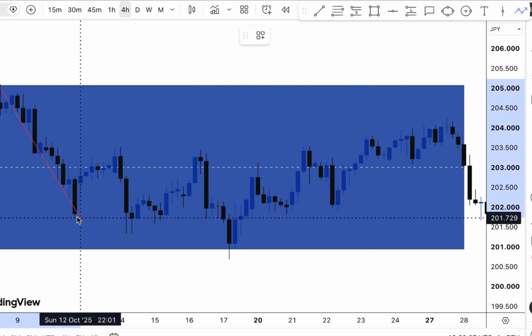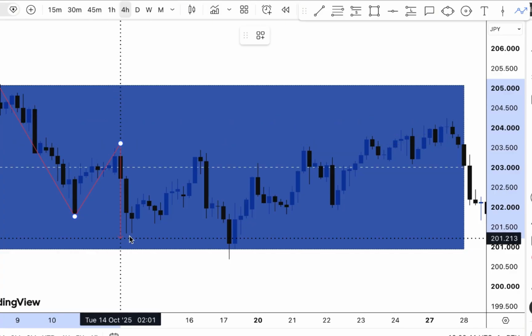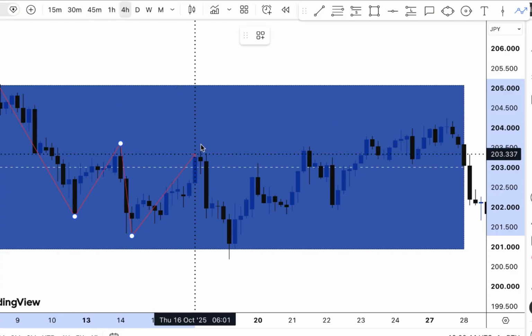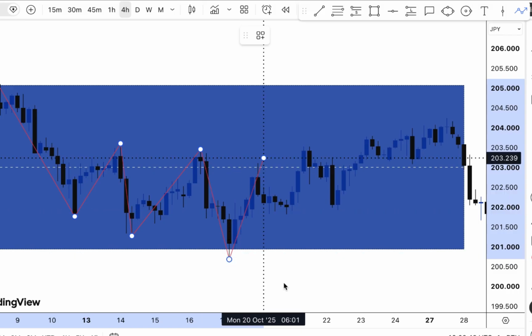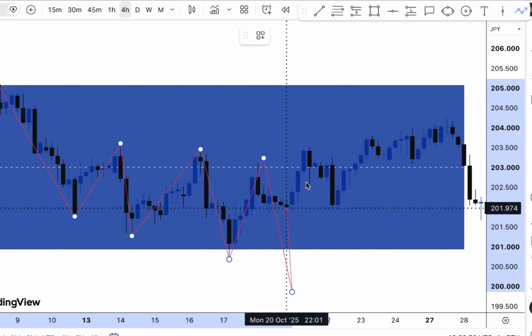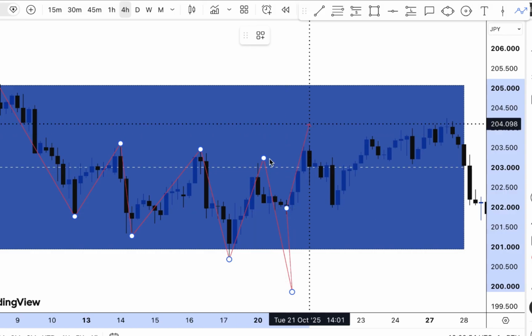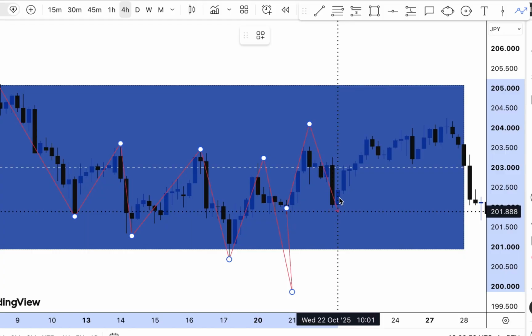There is a pullback here, right? What we expect is for it to come back and pull down again, right? But what happened? It didn't pull down. Rather, it breaks up again. It breaks this particular one. So it's kind of confusing now, right?